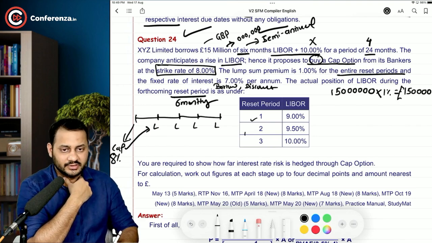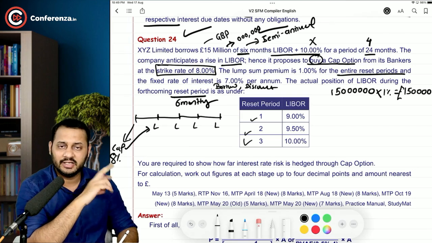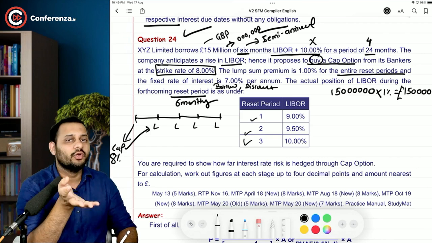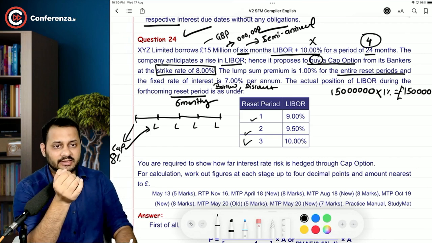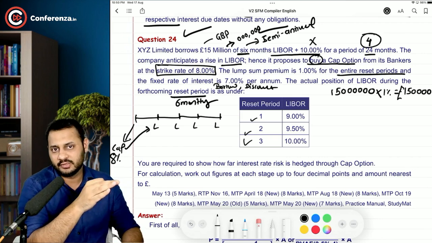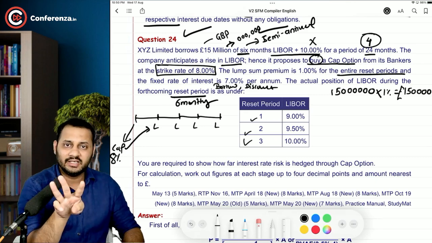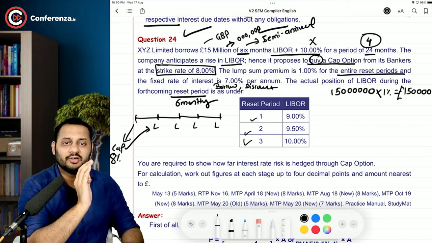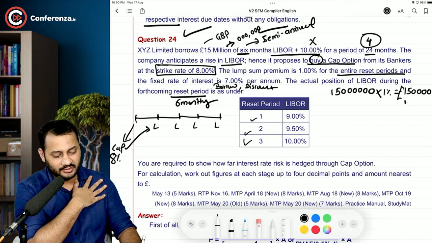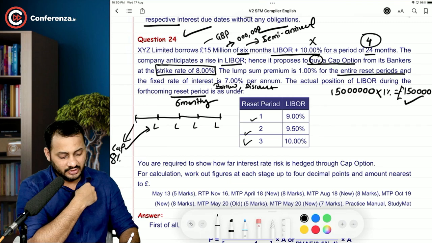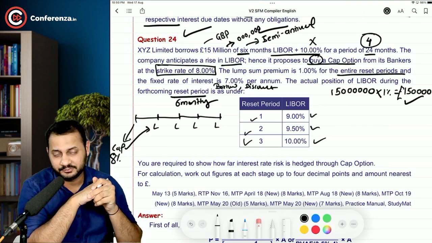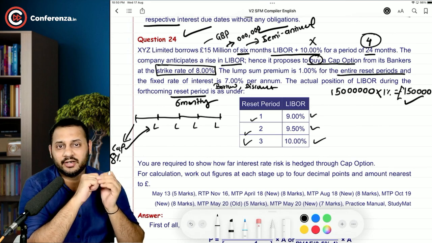So first half, second half, third half, and the details for the fourth half are not given to you, and you have to ignore that. You can clearly see that 4 semi-annual periods are there, but the details for only 3 have been given in the question. So what are we going to do? We are going to divide this 1,50,000 across these 3 periods. That's the logic. That's the trick.